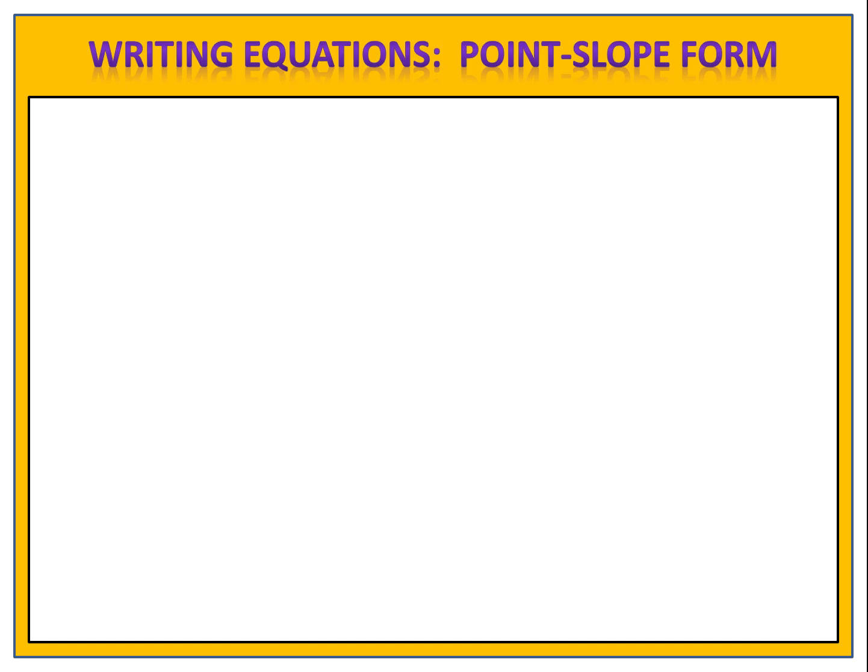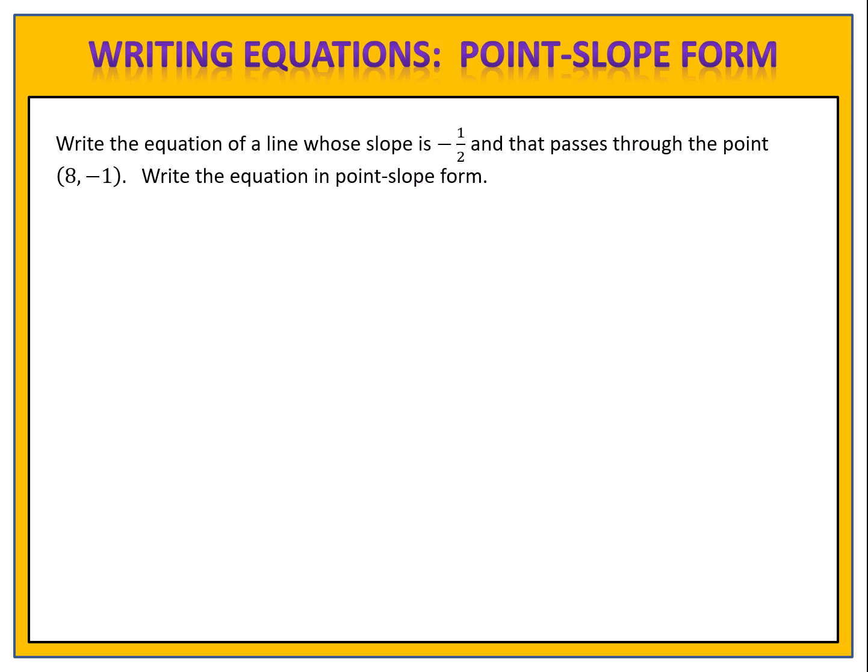Here's an example for you to try. Can you write the equation of a line whose slope is -1/2 and that passes through the point 8, -1? Write the equation in point-slope form. Remember, since we're using point-slope form, we want to use the equation y minus y1 equals m times, in parentheses, x minus x1. You'll need to identify the slope and a point in the problem. Please pause the video here and come back when you're ready to check your answer.